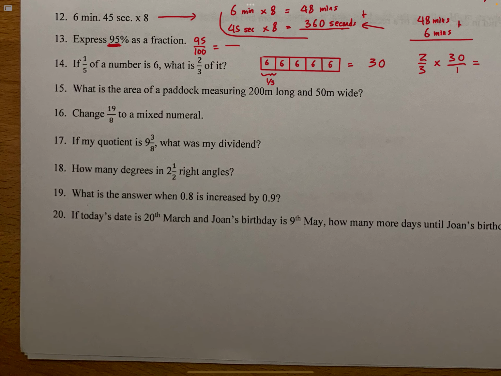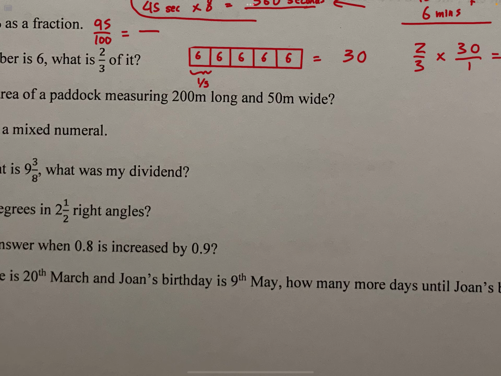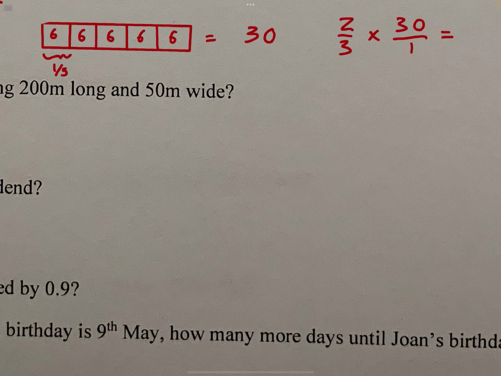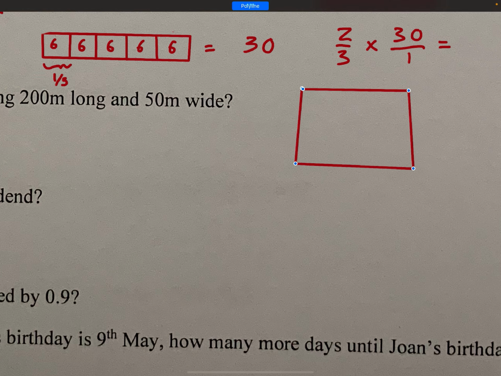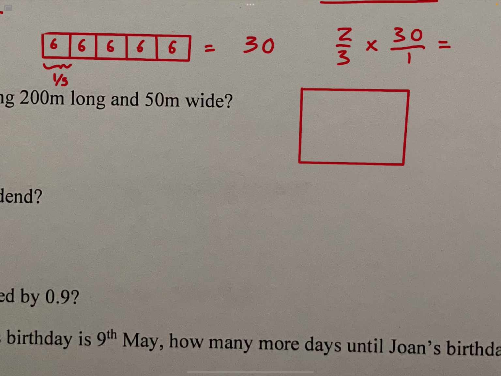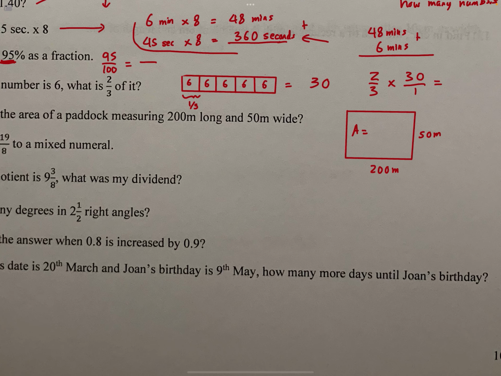Question number 15. What is the area of a paddock measuring 200 meters long and 50 meters wide? A paddock is going to be this rectangle, and it is 200 meters long and 50 meters wide. So find the area. This is a simple area of a rectangle. You can find the area by multiplying length and width, and I'll leave that to you.